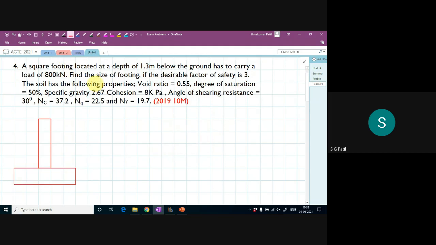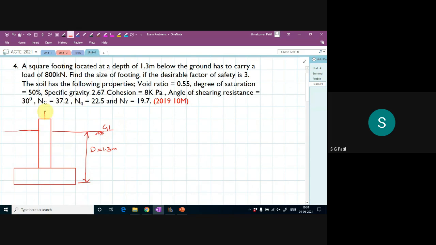So what is the square footing located at a depth of 1.3 meter below the ground there. Okay, so this is my ground level, and this is my depth of the foundation. Depth is 1.3 meter. Along with me, you should please try to write these things. Then what is there below the ground has to carry a load of 800 kilonewton.